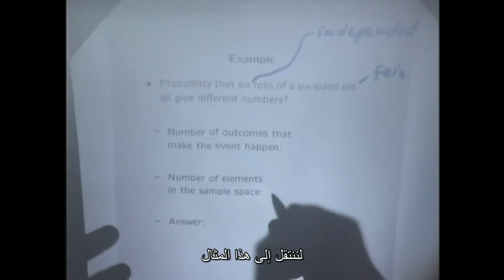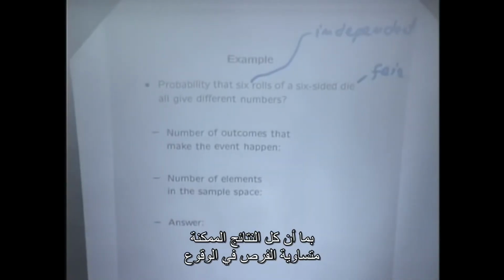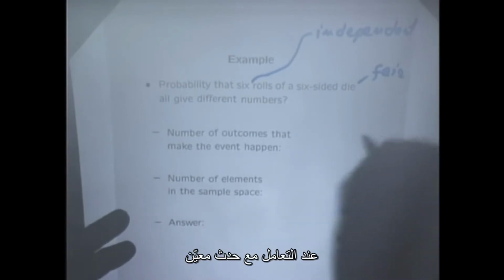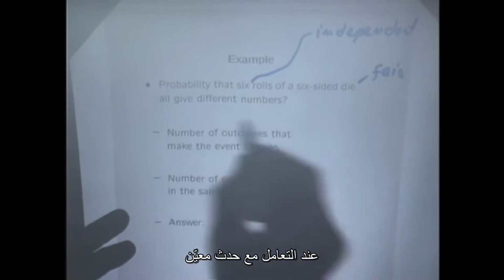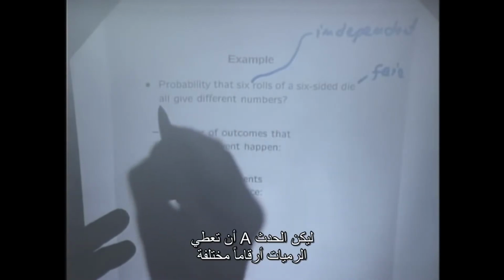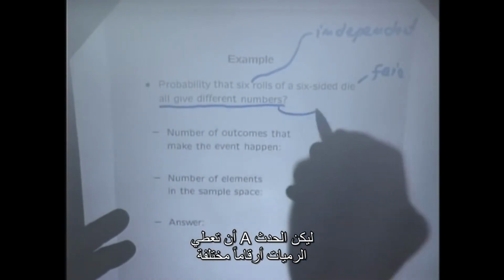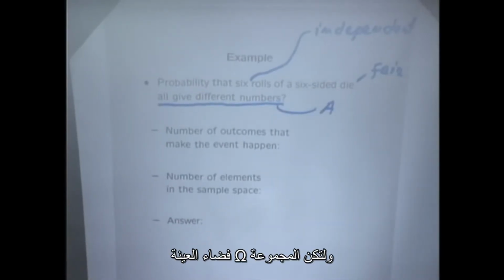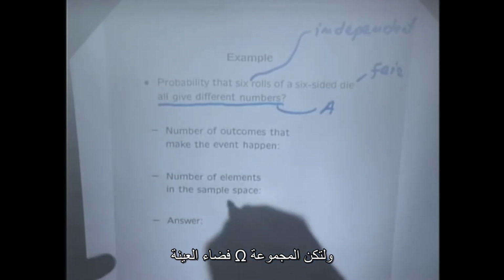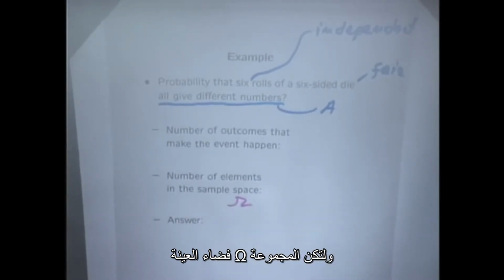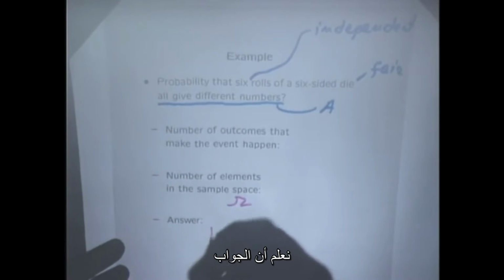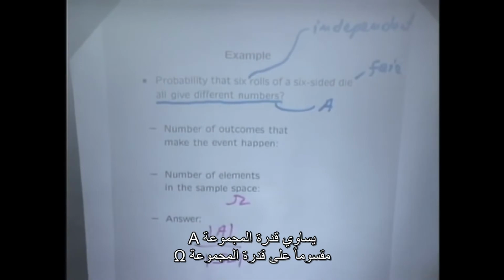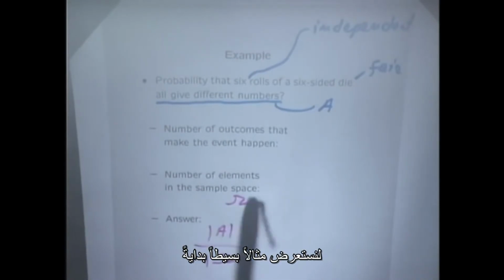Let's start with this. So since all possible outcomes are equally likely, to find an answer to a probability question, if we're dealing with some particular event, so the event is that all rolls give different numbers. That's our event A. And our sample space is some set capital omega. We know that the answer is going to be the cardinality of the set A divided by the cardinality of the set omega. So let's deal with the easy one first.